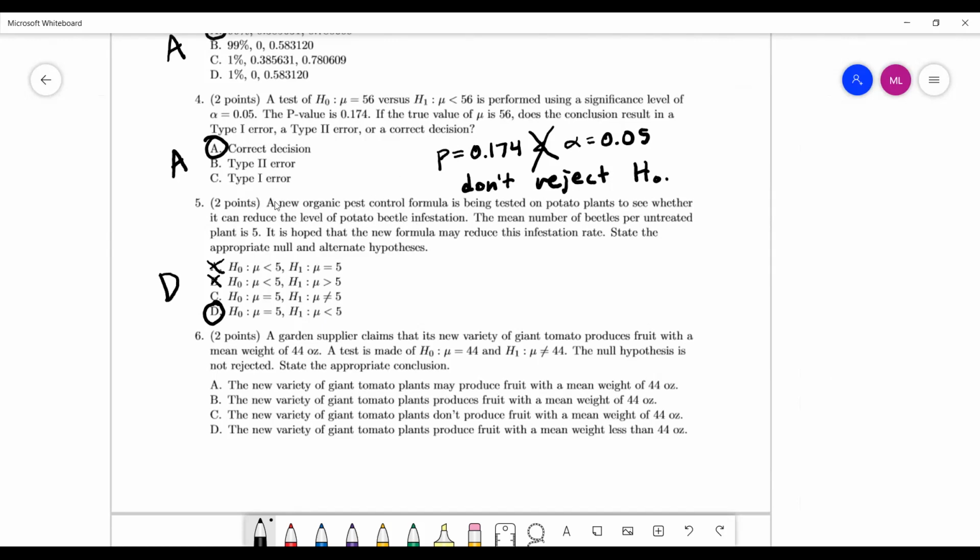If it had simply said we're hoping that this pest control formula changes the number of bugs on each plant, not specifying that it should go down, maybe it also will go up. Maybe we're spraying their favorite scent onto the plants and attracting them, who knows? In that case, we would use the not equal sign, but because they specified that we were hoping to reduce the potato beetle infestation, that the average value should go down and become less than 5, that is why we selected D.